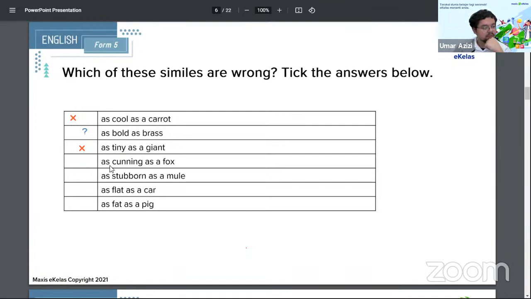Number 6, as flat as a car is wrong. And number 7 is right. All right. So as flat as a car is wrong, and that was right. All right, let's find out. 3, 2, 1.